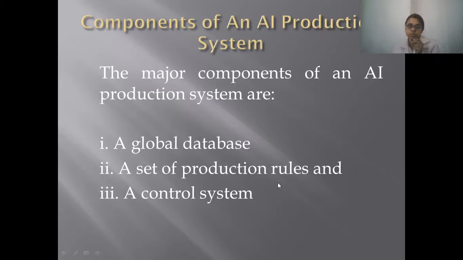Next are the components of a production system. Every system has some elements or components which are required for it. Here I am going to tell you the major components of an artificial intelligence production system. What are those components? First is a global database, second a set of production rules, and third a control system.